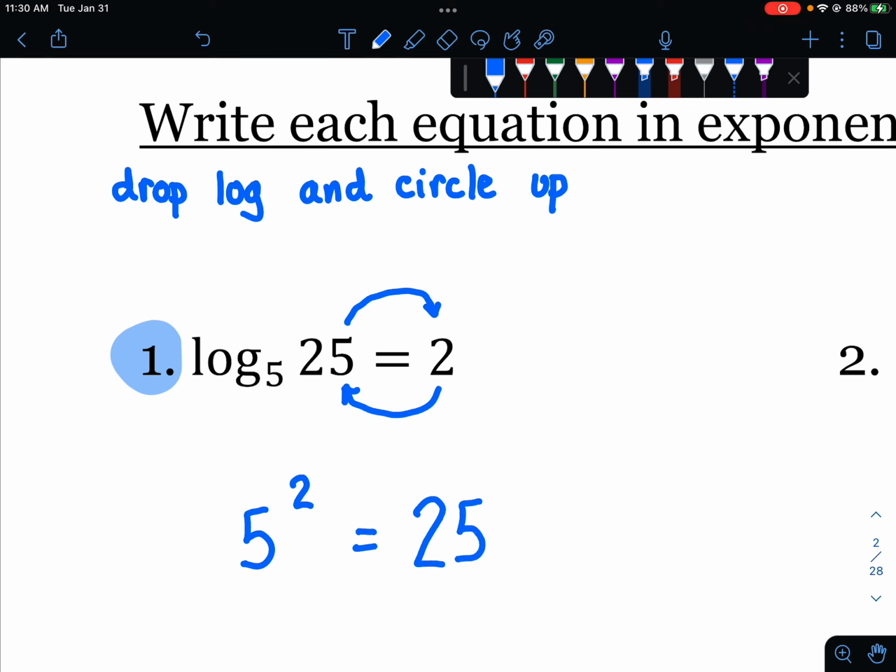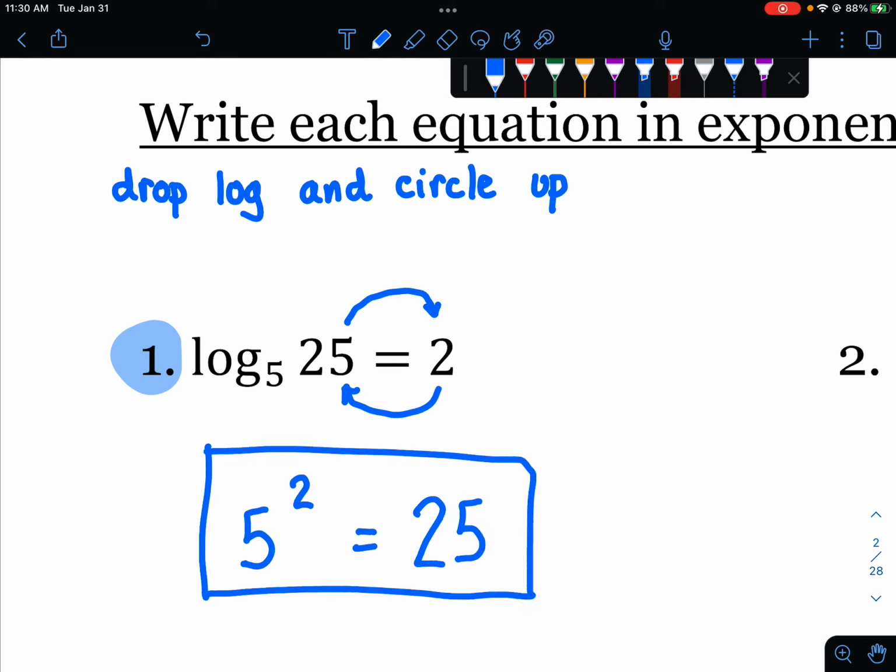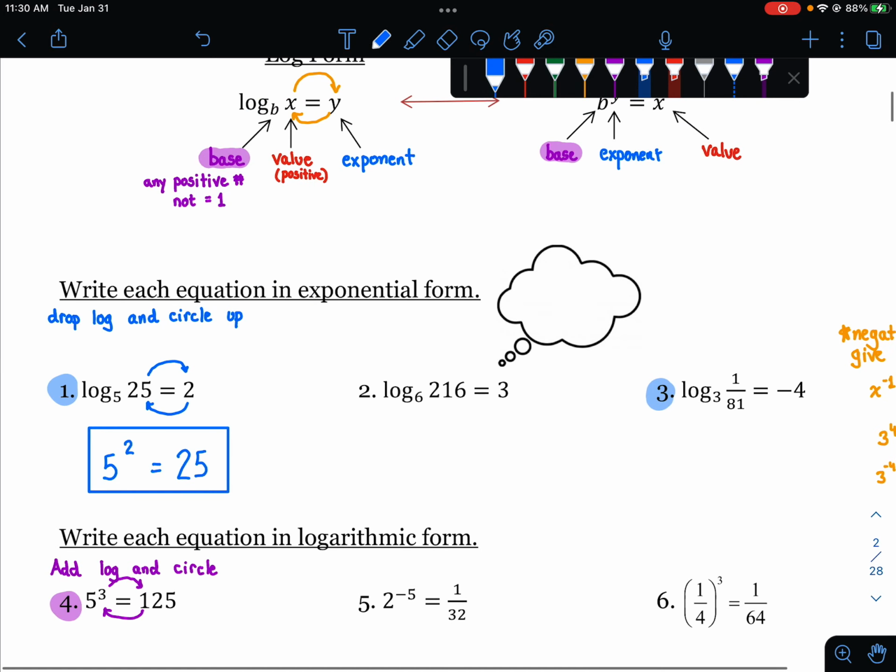And here, when I switch forms, this would just be 5 squared is equal to 25. And that actually makes sense, right? So when they're all numbers, it's pretty easy to figure that out. I'll leave number 2 for you to do. It's pretty straightforward. You're just going to circle up.